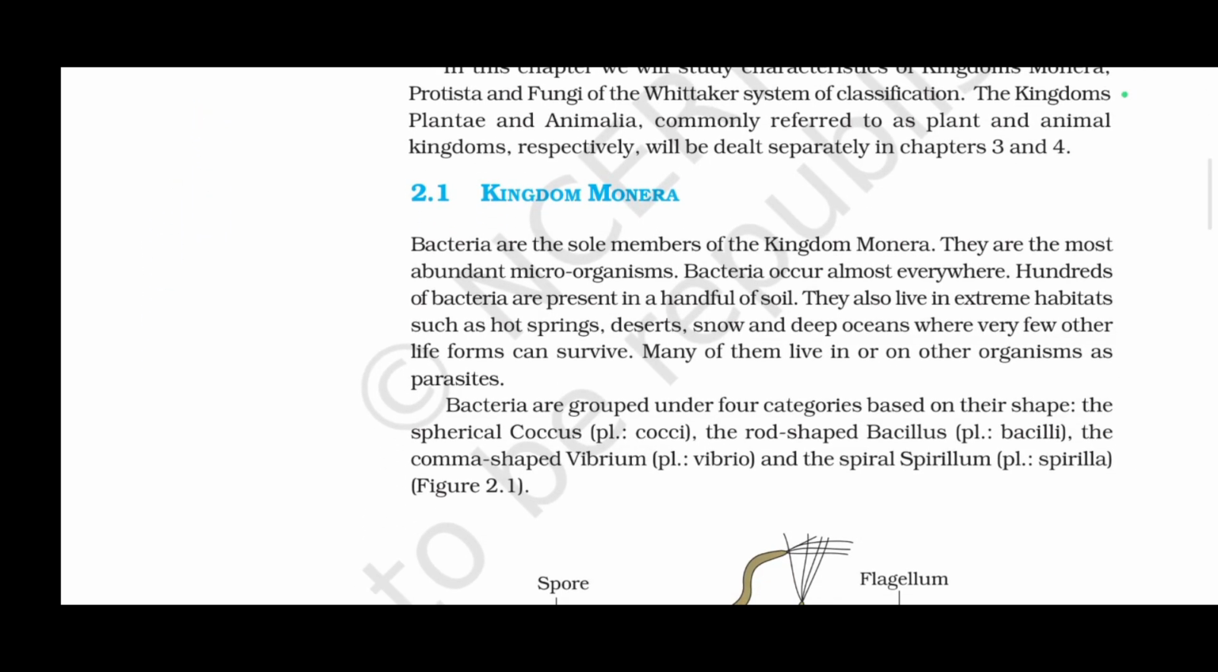Now topic number 2.1, kingdom Monera. Bacteria are the sole member of the kingdom Monera. They are the most abundant microorganisms. Bacteria occur almost everywhere. Hundreds of bacteria are present in a handful of soil. They also live in extreme habitats such as hot springs, deserts, snow, and deep oceans where very few other life forms can survive. Many of them live in or on other organisms as parasites.